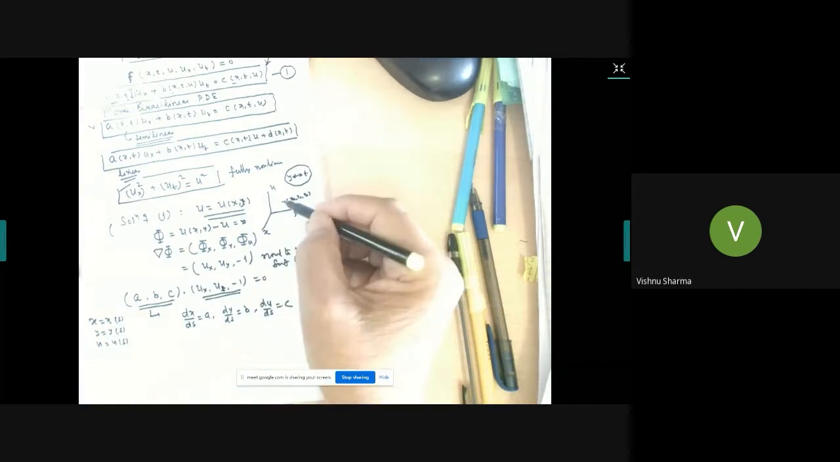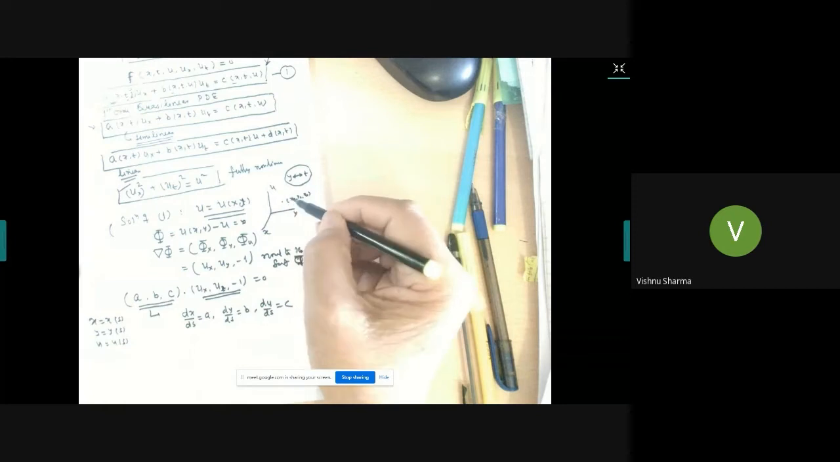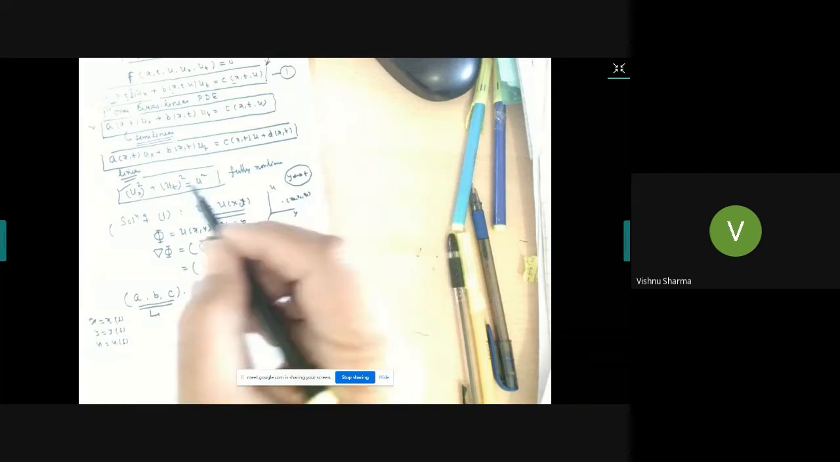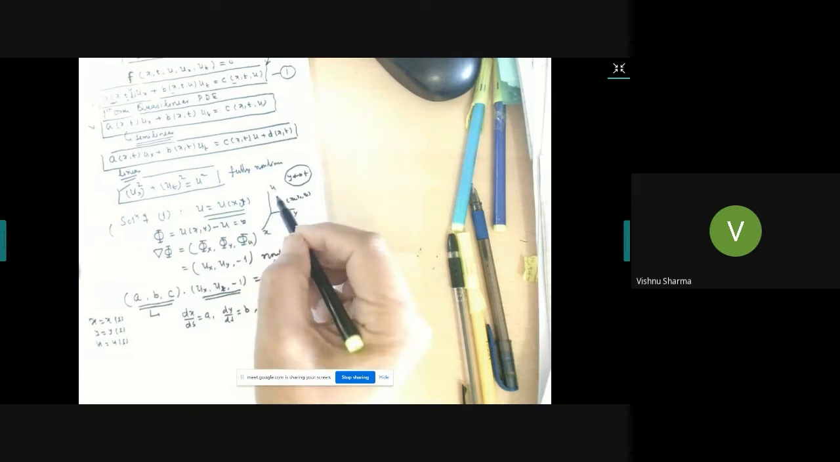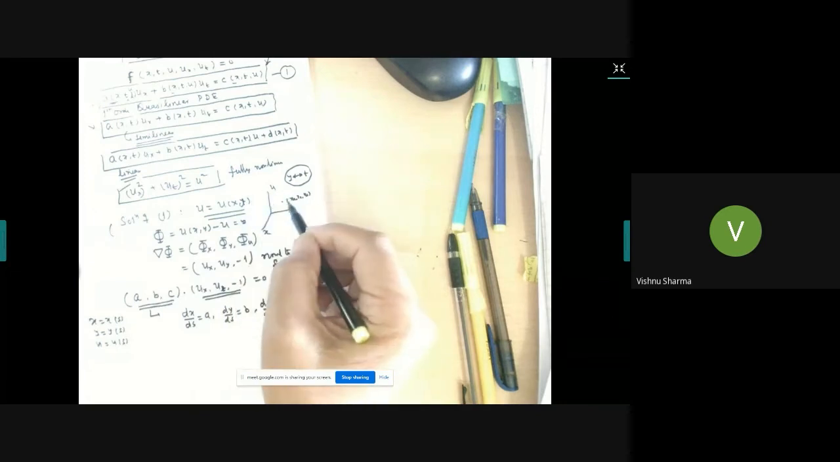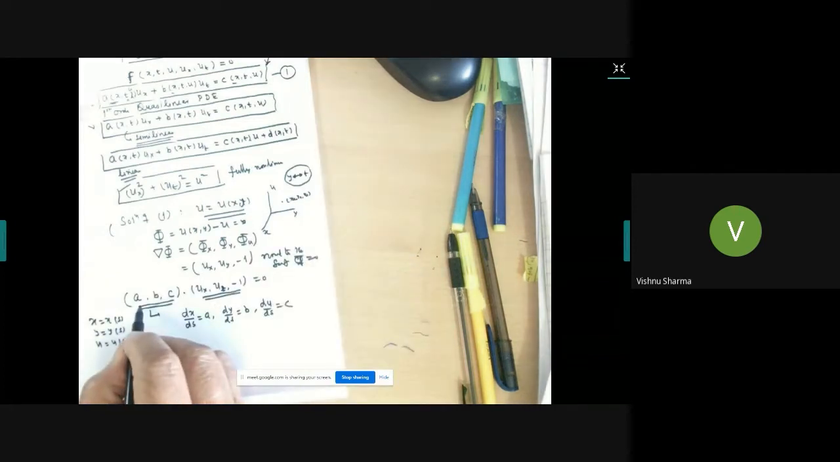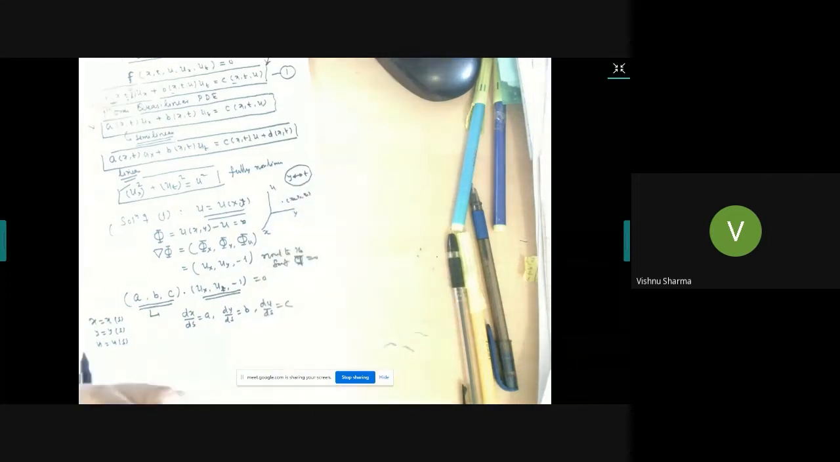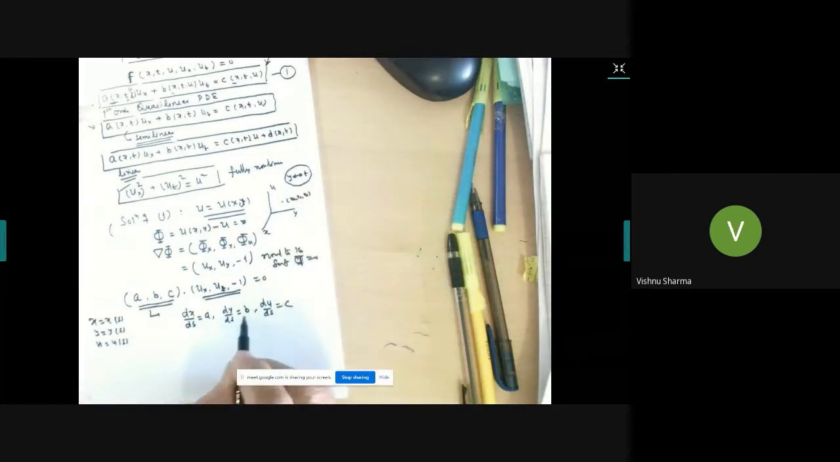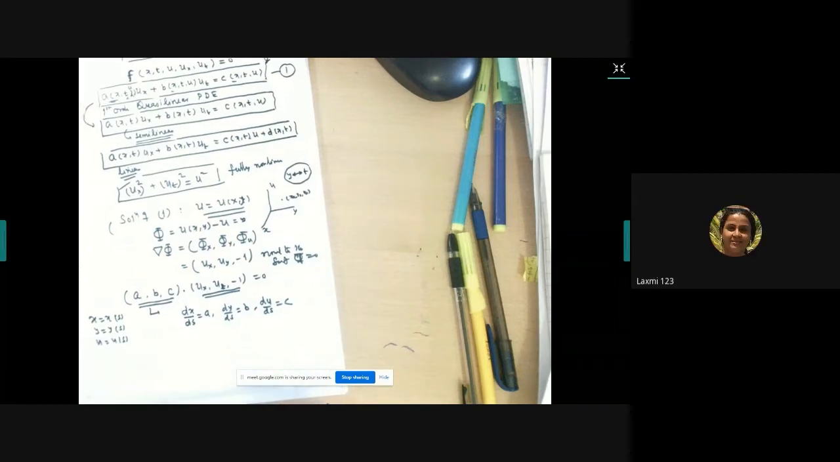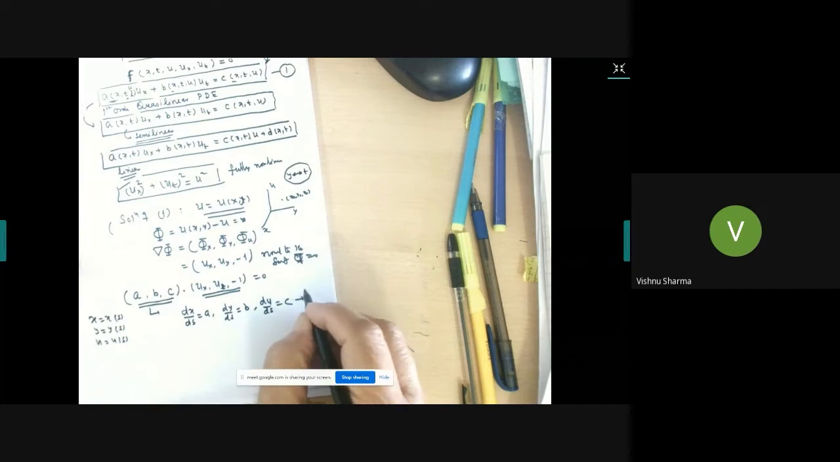A particle located at this point moves in space in such a way that the tangent to the path at each point coincides with the direction field at that point. Then a curve is generated, and this curve is given by the solution of these equations. Is that right? Hello? Yes, sir. So these are called the characteristic curves of the differential equation.